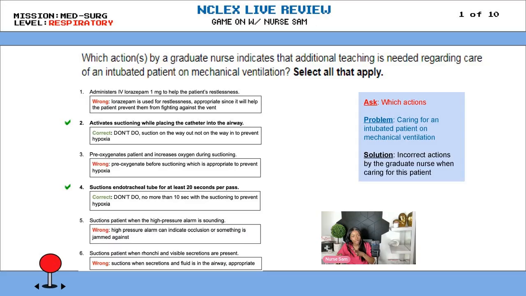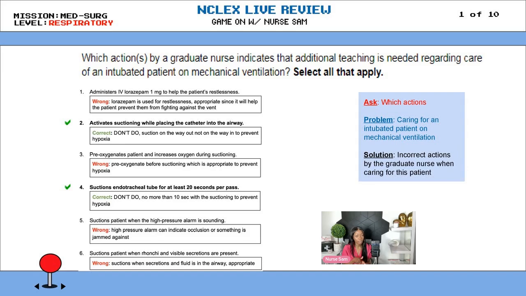3 was wrong, which means it was right. You pre-oxygenate before suctioning, and that's appropriate to prevent hypoxia. And then 4, this one was correct, which means it's wrong. You don't do this one. It indicates the need for further teaching. You do no more than 10 seconds with the suctioning, and that's going to prevent hypoxia. Think of your ABCs. Remember, this is respiratory, so almost everything is going to be with the airway. All right, and then 5 and 6 were wrong because they were correct.